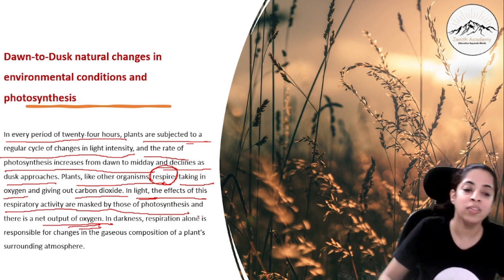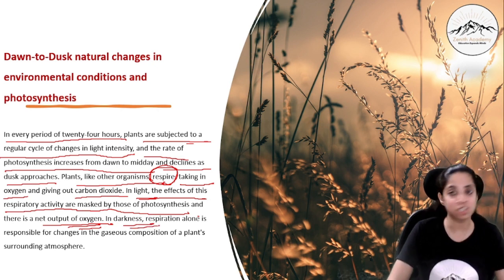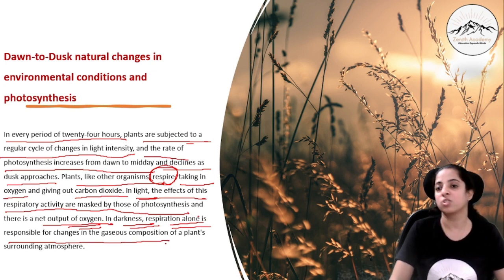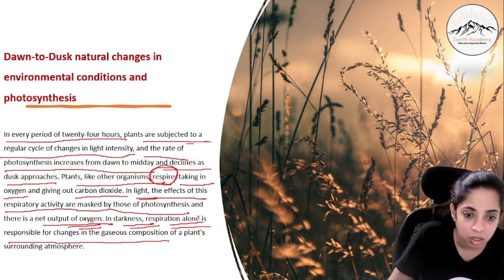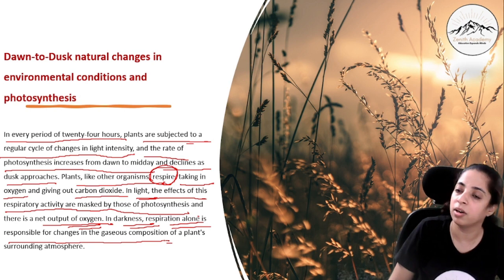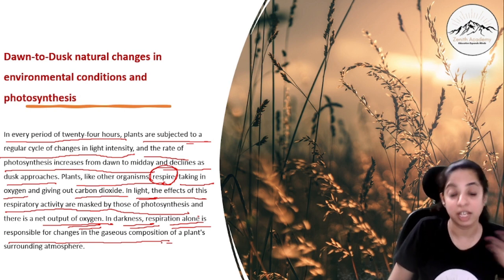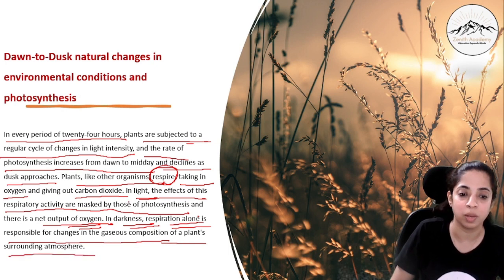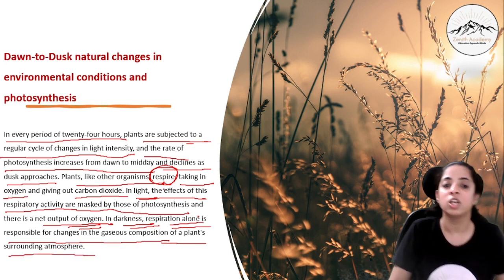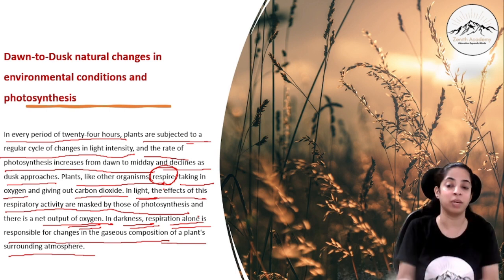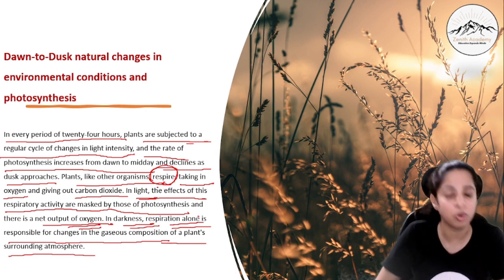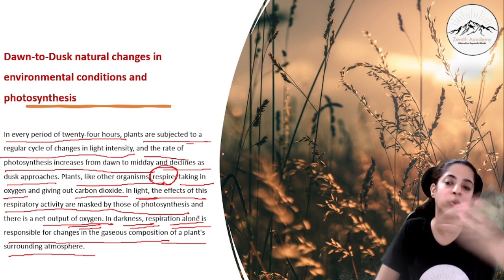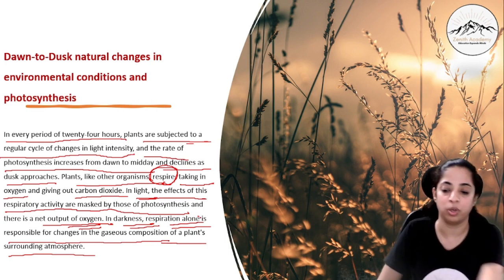Oxygen. Now in the darkness photosynthesis is not happening, so respiration alone is responsible for changes in the gaseous components. So now only respiration is happening. This gaseous composition is only because of respiration of a plant's surrounding atmosphere. Okay, have you all understood? So during respiration it takes in oxygen, gives out carbon dioxide. During photosynthesis it takes in carbon dioxide and gives out oxygen. So in the morning oxygen is the output, in the night carbon dioxide is the output.